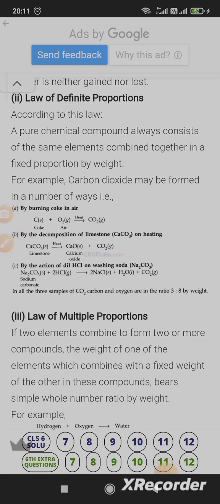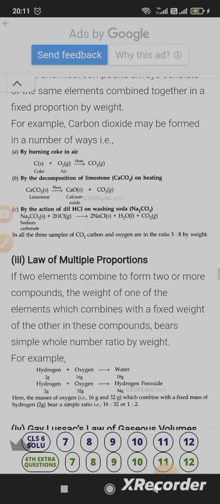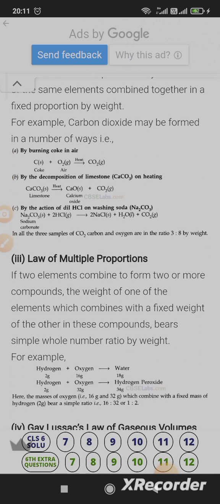A pure chemical compound always consists of the same elements combined together in a fixed proportion by weight. For example, carbon dioxide may be formed in a number of ways: by burning coke in air, decomposition of limestone on heating, and action of dilute HCl on washing soda. CO2 carbon and oxygen are in the ratio 3 by 8 by weight.